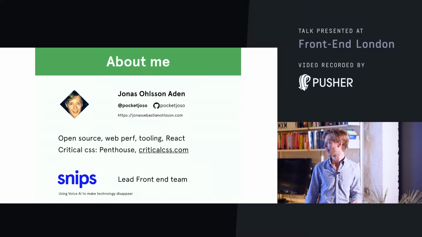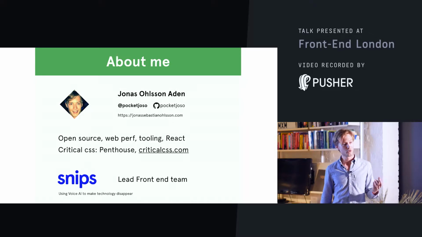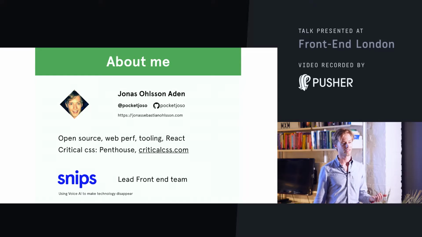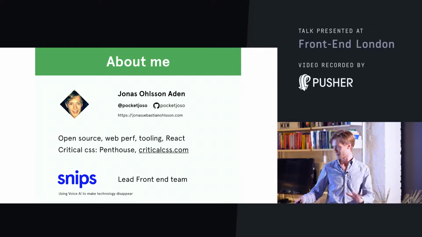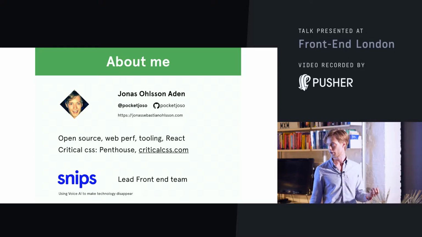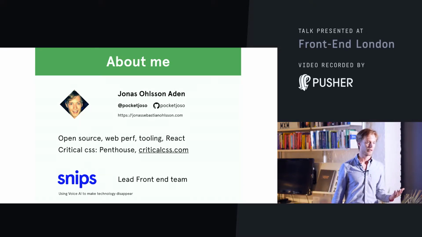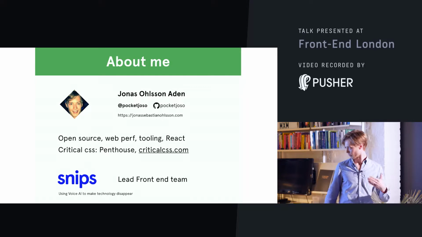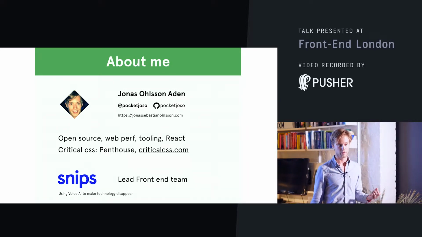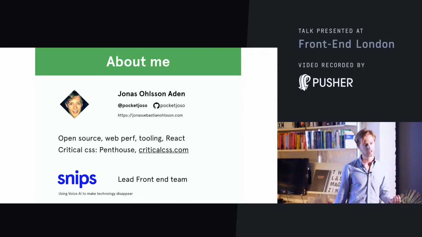So my name is Jonas. I am a Swedish guy who now lives in Paris. I love open source, web performance, tooling, React. I've written some, like Ilya said, open source tools that work with critical CSS to make websites faster. In the past, I created a SaaS business on top of one of them, the business is called criticalcss.com. Now I work for an AI startup in Paris, where I lead our front-end team.